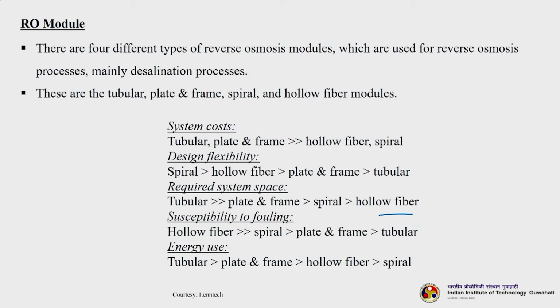If you look at system costs, cost is very important for any process industry. Cost wise, tubular or plate and frame modules are higher than hollow fiber and spiral. In design flexibility, spiral is better than hollow fiber, and spiral is tougher than hollow fiber, plate and frame, and tubular. For required system space, tubular is better, followed by plate and frame, spiral and hollow fiber. For susceptibility to fouling, hollow fiber is higher than spiral, plate and frame, and tubular. For energy use, tubular is far better than spiral.